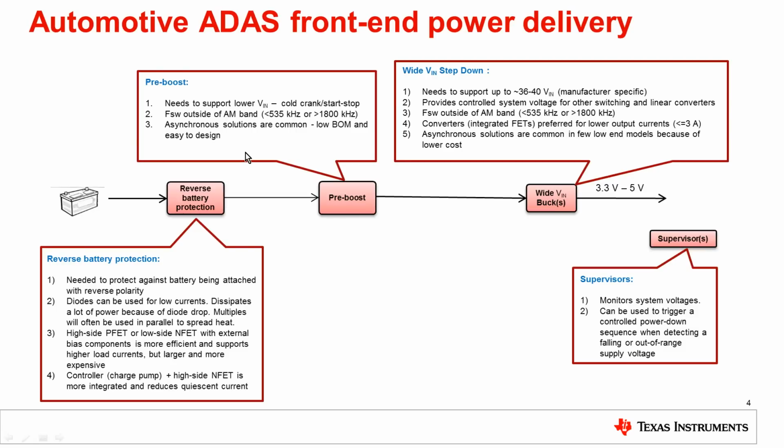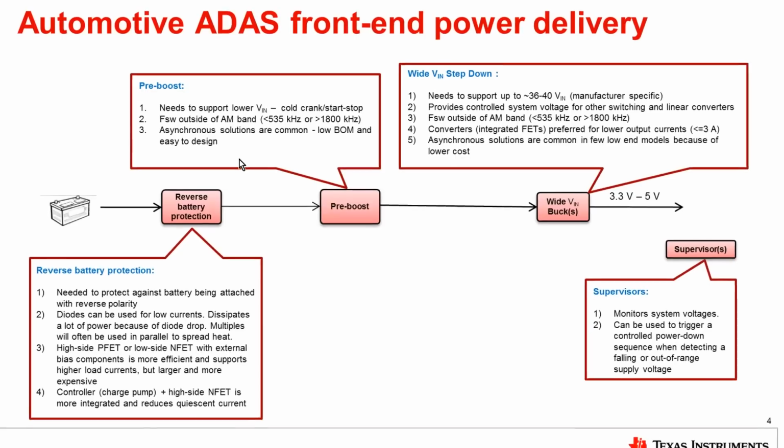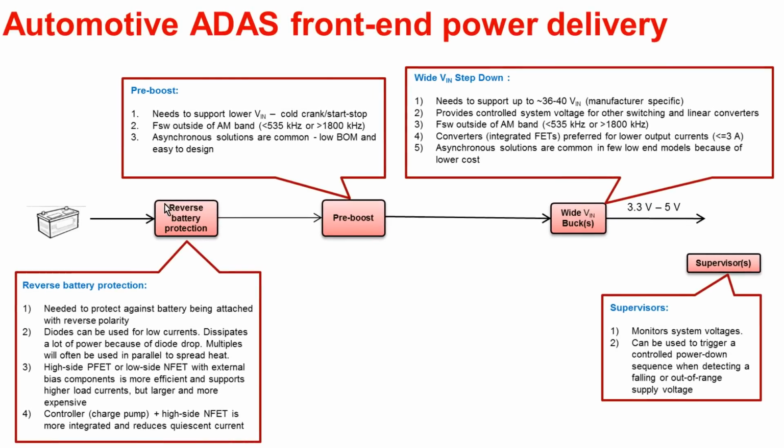So here are the details of the automotive front-end design. We have divided the automotive front-end design into four parts. The first is reverse battery protection. Also, we will need to have transient protection, which we will go into in detail. We need to have a pre-boost system here. Also, we will go into the details of the wide VIN buck converter and this supervisor if needed.